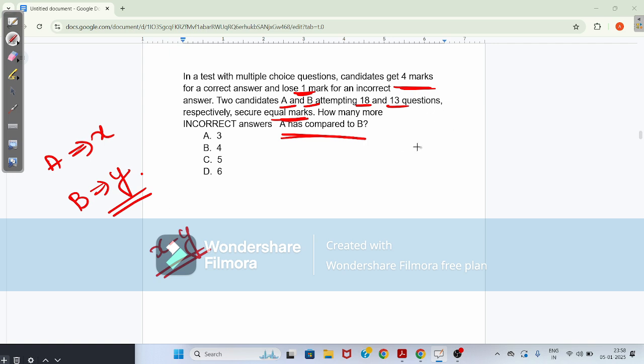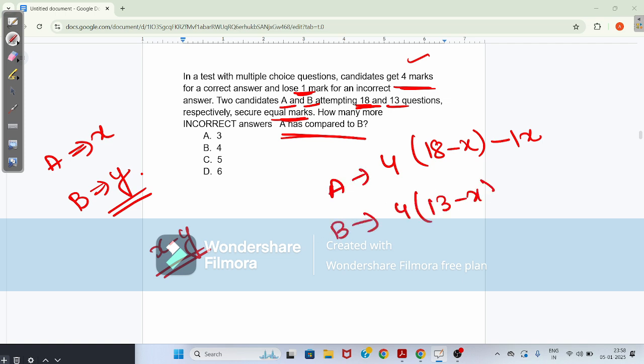Okay, now A attempted 18 questions, so 18 minus X are the incorrect answers, and 4 for each correct answer means X into 4, and losing 1 mark means minus 1 into 18 minus X here. So this is the value for A. And for B, 4 into Y correct answers, and 13 minus Y is the incorrect ones, minus 1 into it. And it has been given that they secure equal marks, so we have to equate these two.